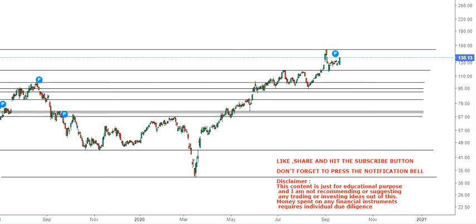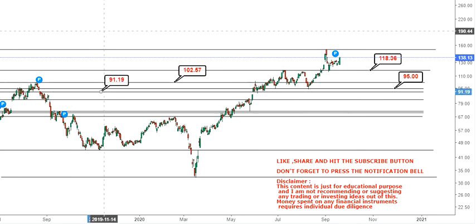Now if you analyze the stock, you will have your first support at 118, then your second support at 102, then you have 94, 95 dollars, and probably 91. So for the time being I am just restricting myself to $91 on the downside.